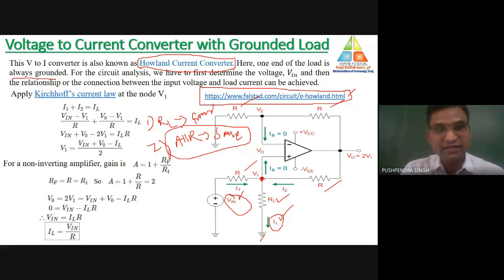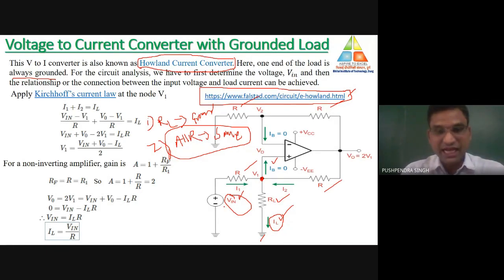So let us apply KCL at this node, node V1. Here I1 and I2 are the incoming currents, and IB and IL are the outgoing currents. But what is IB? IB is the input current of the operational amplifier. That's why this base current is equal to 0. The bias current of the operational amplifier is 0, so as per KCL, I1 plus I2 is equal to IL.